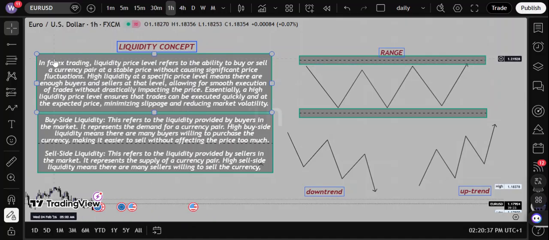So in trading, we know the liquidity concept as the price level that refers to the ability to buy or sell a currency pair at a stable price without causing significant price fluctuations. High liquidity at a specific price level means there are enough buyers and sellers at that level, allowing for smooth execution of trades without drastically impacting the price. Essentially, a high liquidity price level ensures that trades can be executed quickly at the expected price, minimizing slippage and reducing market volatility. What does that simply mean?